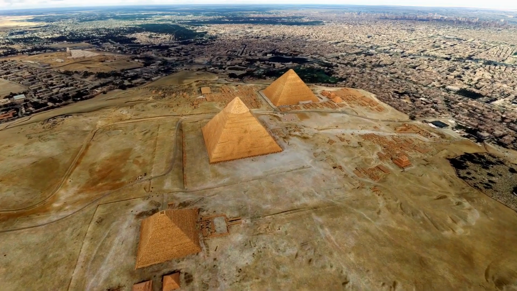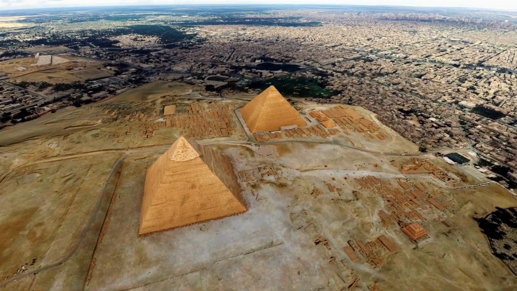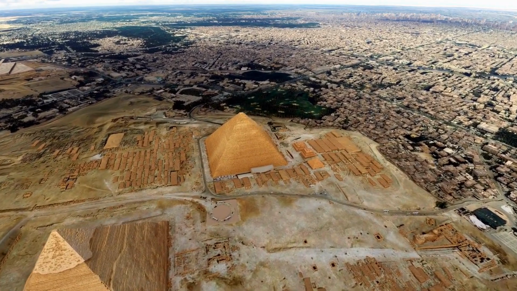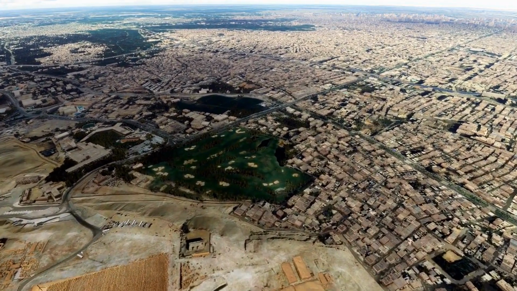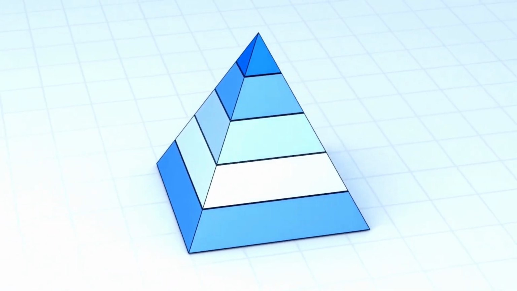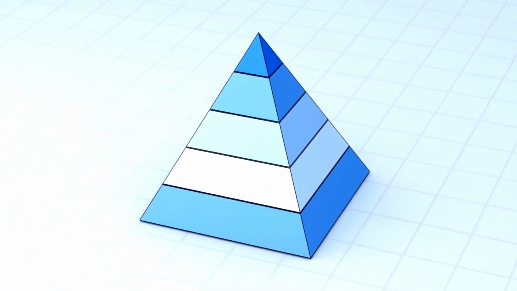Once the site was prepared, the foundation was laid. This was done by digging a trench and filling it with sand and gravel to create a level surface. The first layer of limestone blocks was then laid, and the rest of the pyramid was built upon this foundation.